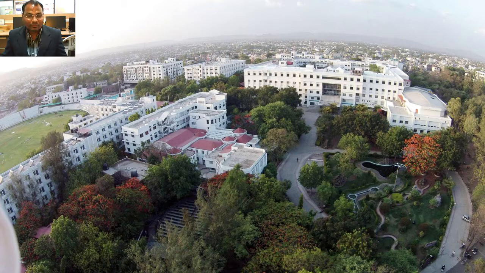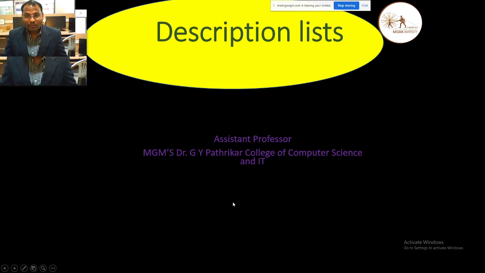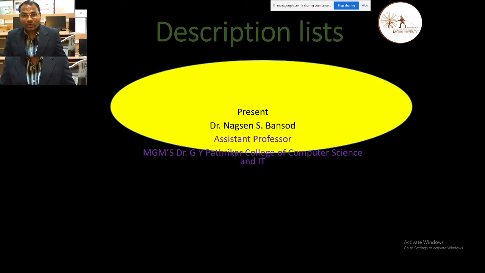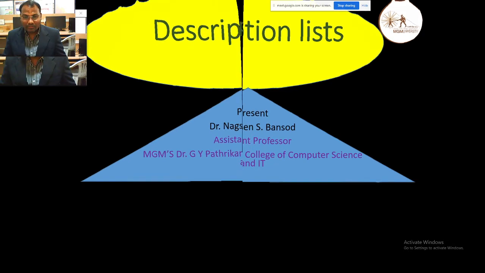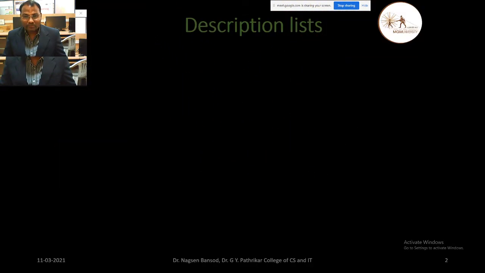Today we are going to discuss the description list. In the previous lecture we already discussed some lists, the ordered list and the unordered list. In an ordered list, the numbers are automatically added by the browser itself, though we have not added the numbers in the HTML code. We find that.